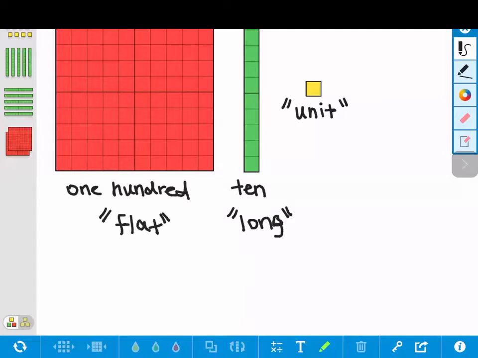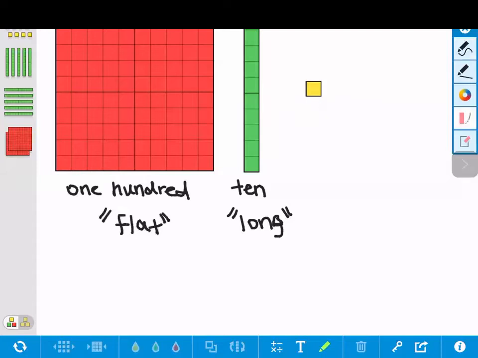Okay, so this is going to be what we're dealing with. So we're going to be dealing with units, longs, and flats. So if you've seen these, you also might know that there's 1,000. That's three-dimensional, right? We have 1D, 2D, and then 3D. 10 to the third is a cube that has 1,000, but we're not going to deal with that in this course.